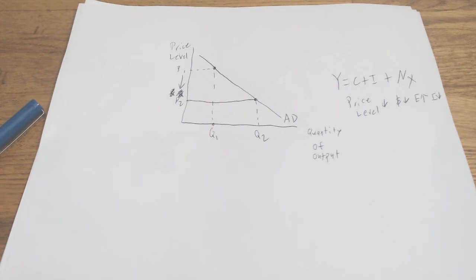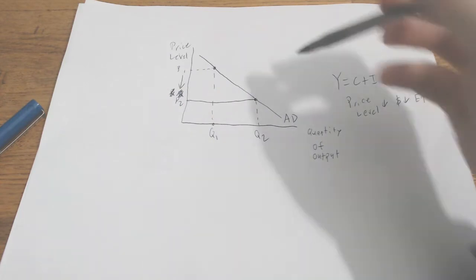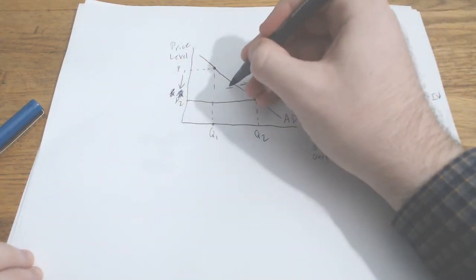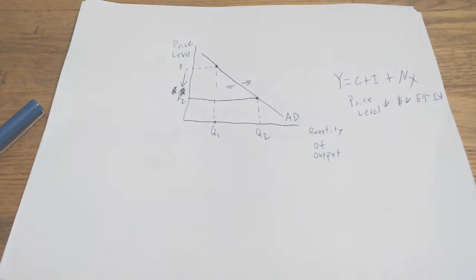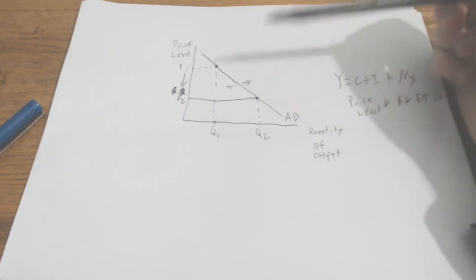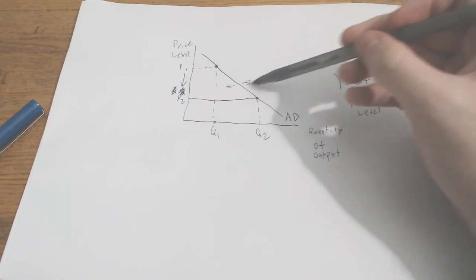Why would the aggregate demand curve shift? What factors shift the aggregate demand curve? Anything that's going to shift this demand curve to the right or to the left is anything that might affect aggregate demand other than price level. If price level changes, we're just moving along this line. If another thing changes, we're shifting the curve.